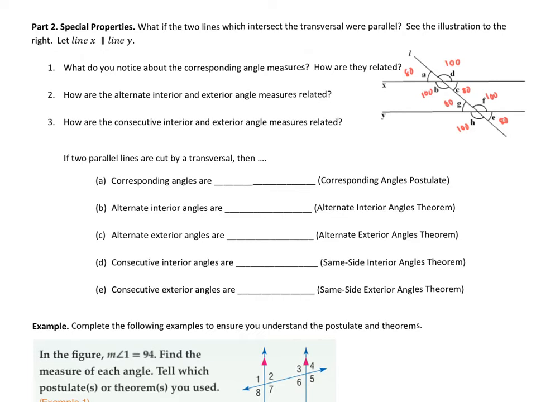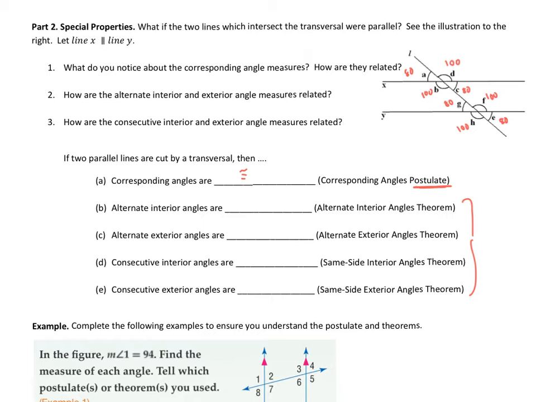Now you may be noticing we use two numbers for this entire picture. Here's where we get into our theorems and postulates. Whenever you have two parallel lines cut by a transversal, we can know certain things about the angle measures. For instance, corresponding angles are always congruent. And we know this by the corresponding angles postulate. Pay attention to wording here. This is a postulate, so we can use this without having to prove it. All of these others are theorems. We're going to have to prove them first before we can use them.